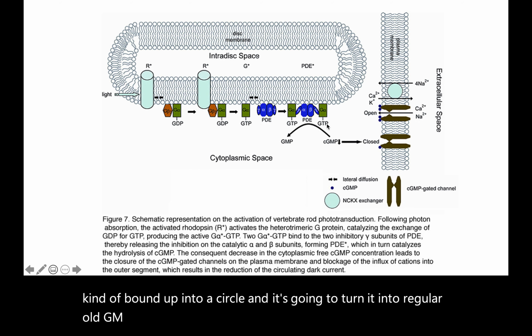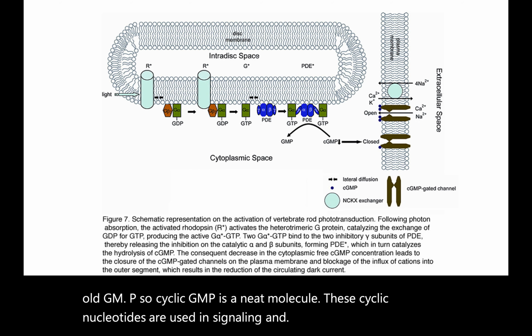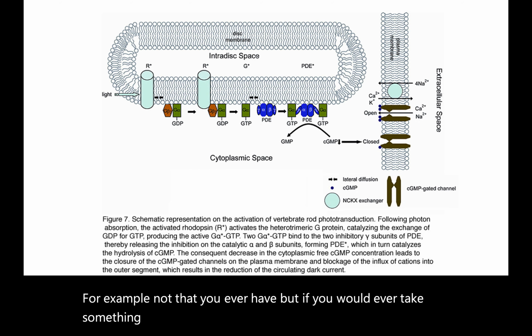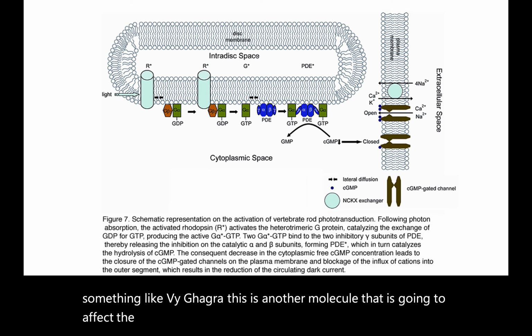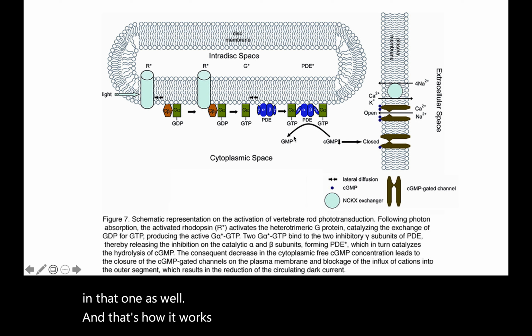So cyclic GMP is a neat molecule. These cyclic nucleotides are used in signaling, and for example, not that you ever have, but if you would ever take something like Viagra, this is another molecule that is going to affect the production of cyclic nucleotides. I think it's cyclic GMP in that one as well. And that's how it works. That's how it does the thing that it does. Yeah. So kind of neat, right?